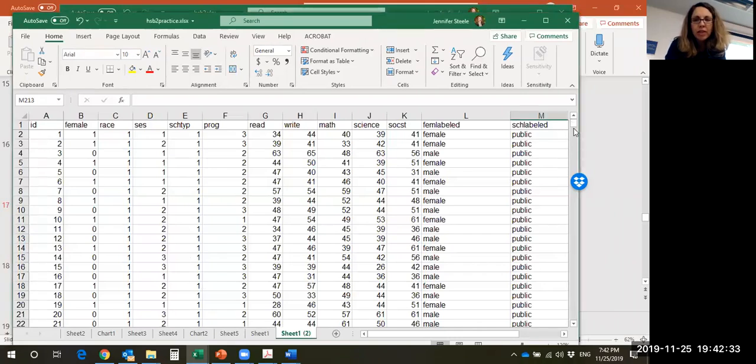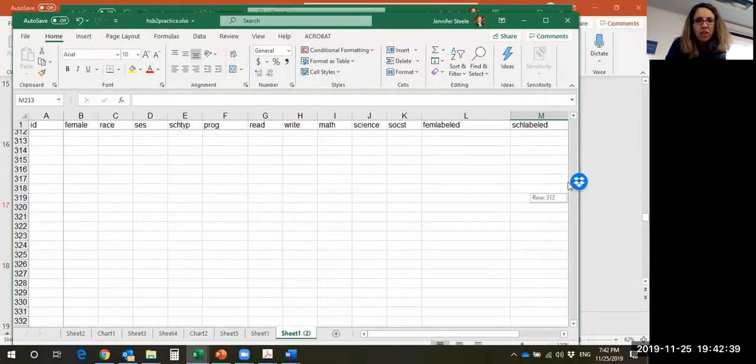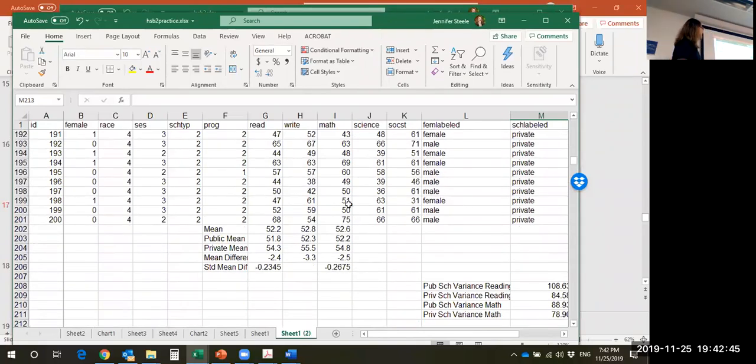What we want to do is take these difference in means for public and private schools and decide if they're statistically significant. In a previous episode of this class, you calculated the overall mean reading and math scores for all 200 kids in the sample. Then you did public school means, private school means, and the mean difference, with public school kids doing negative 2.4 points worse in reading and negative 2.5 in math. And then a standardized mean difference, which was those mean differences divided by the pooled standard deviation.